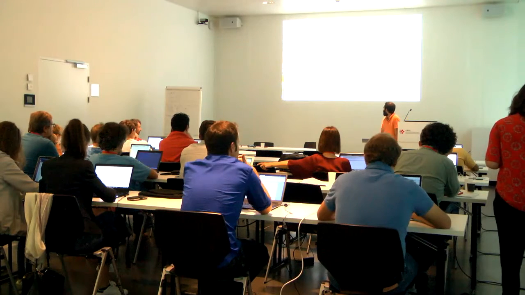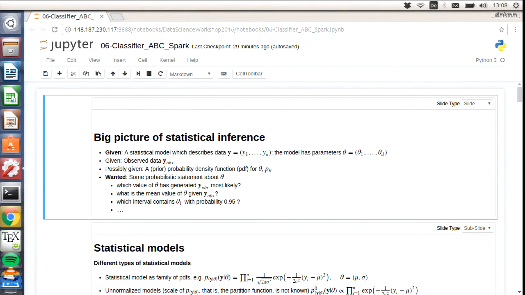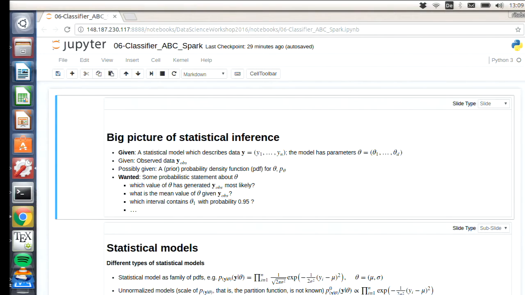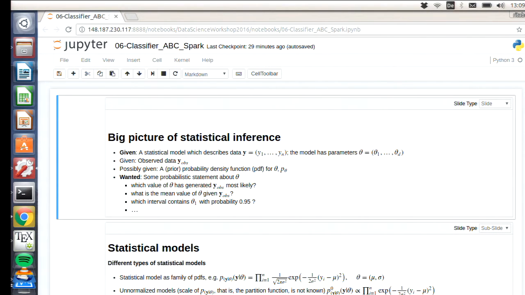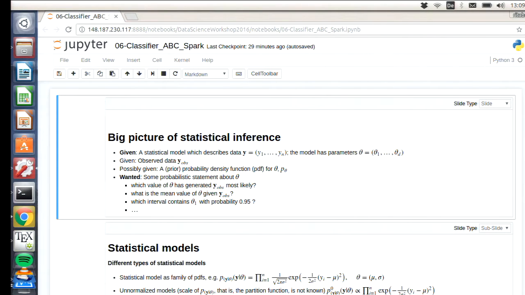Most of the time the questions are: which value of theta has generated y-obs? What is the underlying true value of theta? That's called estimation, and it is the main question in inference. What is the mean value of theta given y-obs? That can be the median, the mode, and other kinds of questions you can ask. What are the different possible values of theta? And which interval contains theta 1 with probability 0.95? This is one of the most basic statistical questions. It's a credibility interval: with 95% probability, what would be the range of theta? These are the types of questions we want to answer.